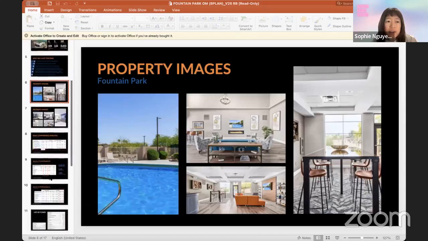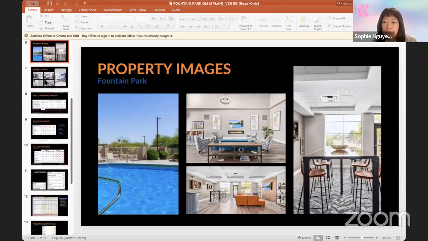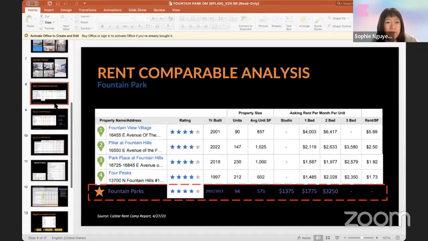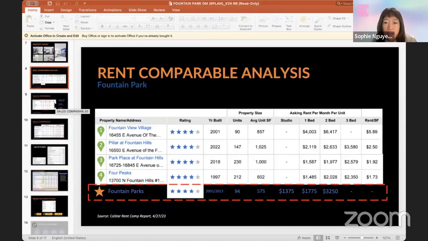Okay, so it's a nice clean property. It's not newly built, but I guess the condition is great because it's a hotel. You maintain it every day. So they have the rent comparables here. Fountain Park. Okay, so they average this into 1775, and the 2-bedroom is 3250.